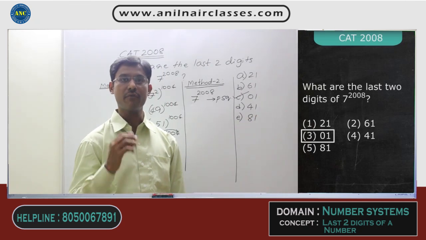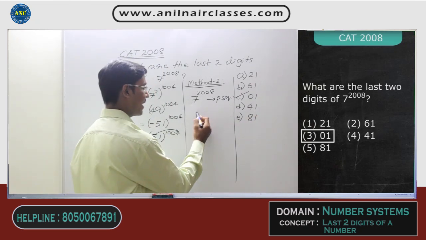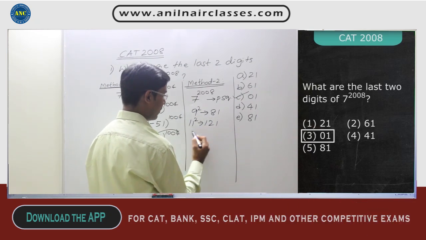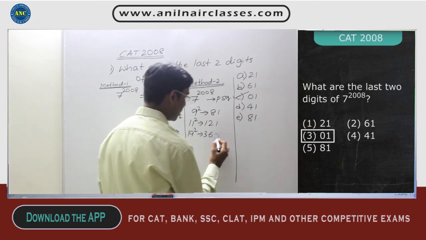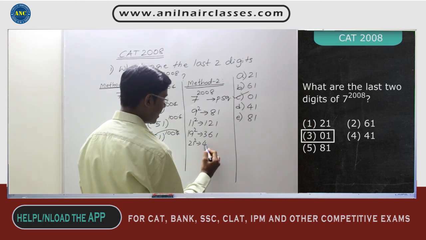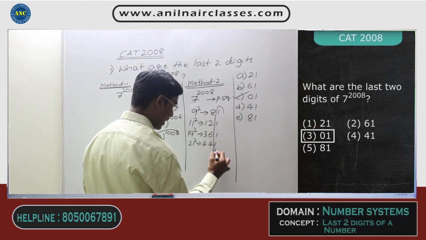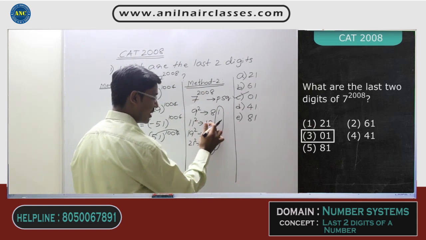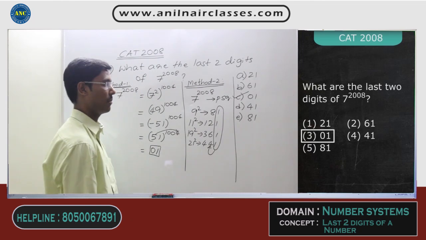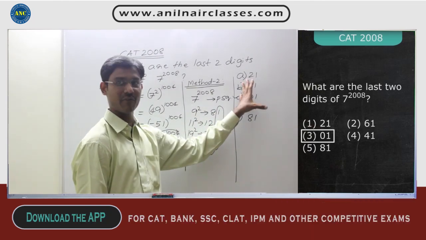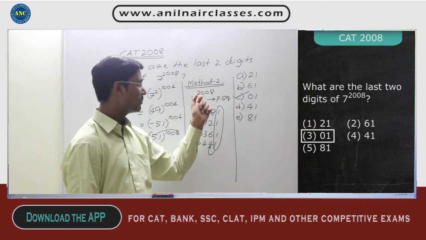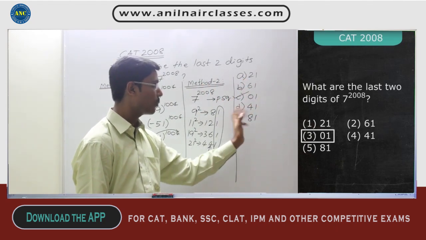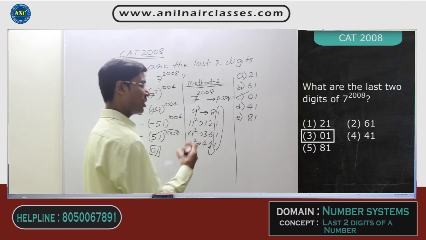What is the behavior of a perfect square which ends with 1? 9 square is 81. It is a perfect square ending with 1. 11 square 121. 19 square 361. 21 square 441. Any perfect square ending with 1, the tenth digit should always be an even number. Right? But unfortunately in the given options, that is the reason I told you this method 2 is not that compatible for the given options. Unfortunately in the given options all the tenth digits are even numbers.